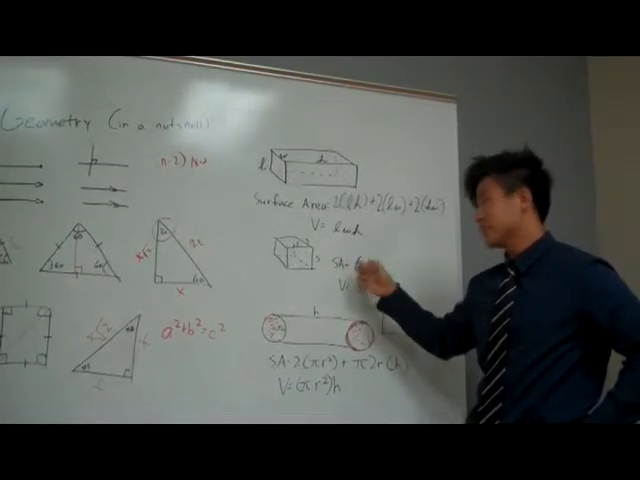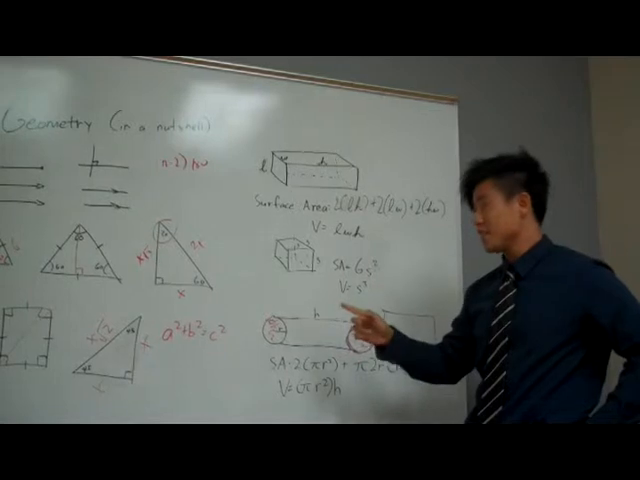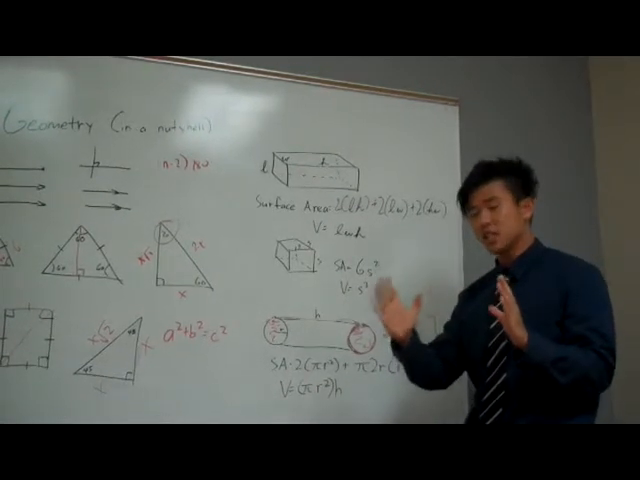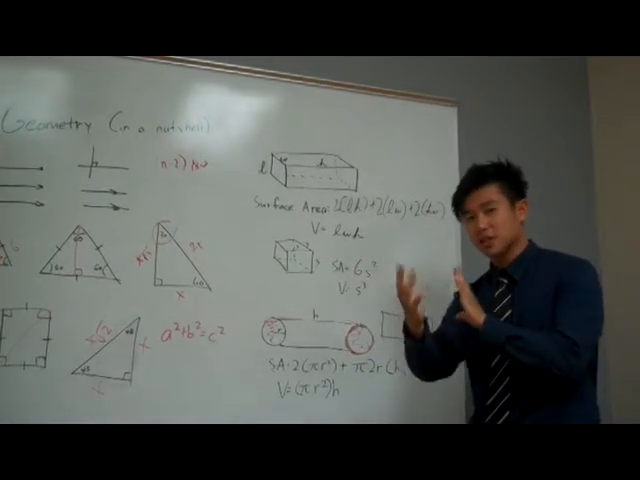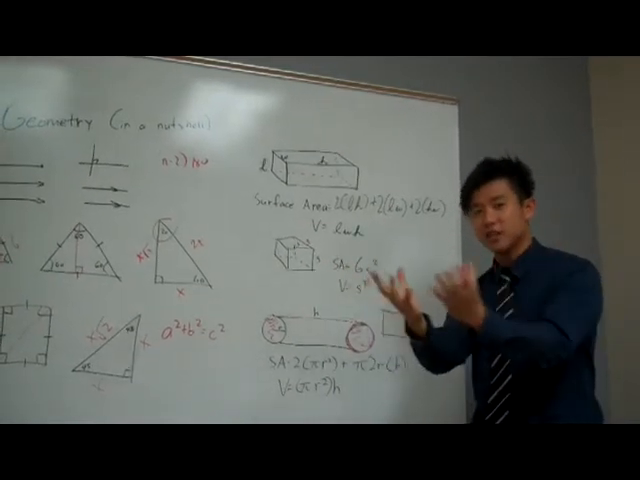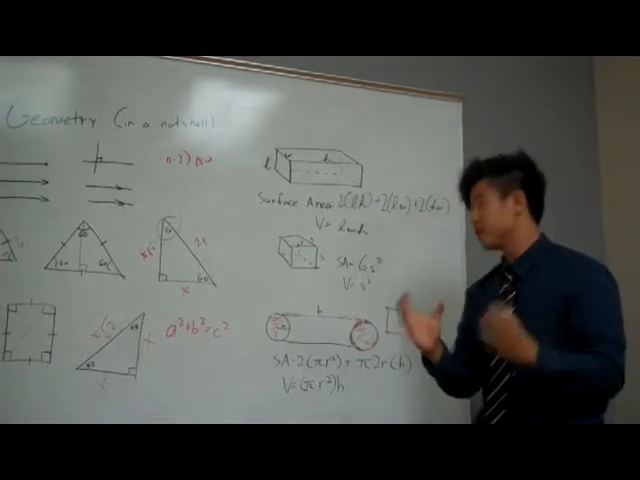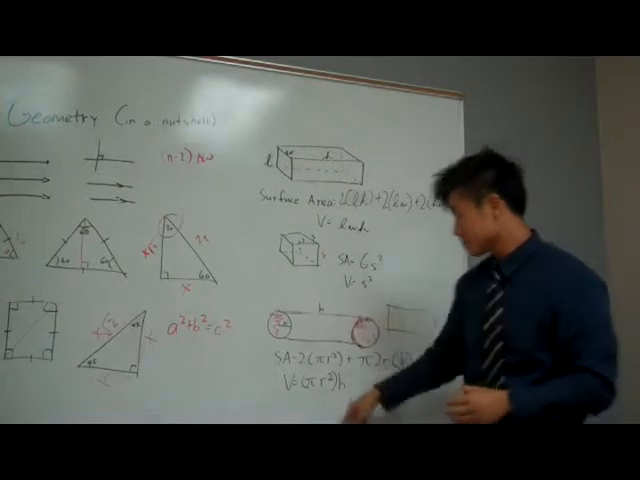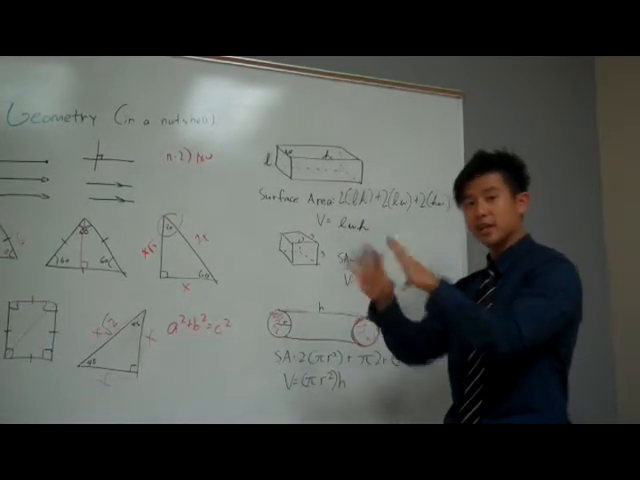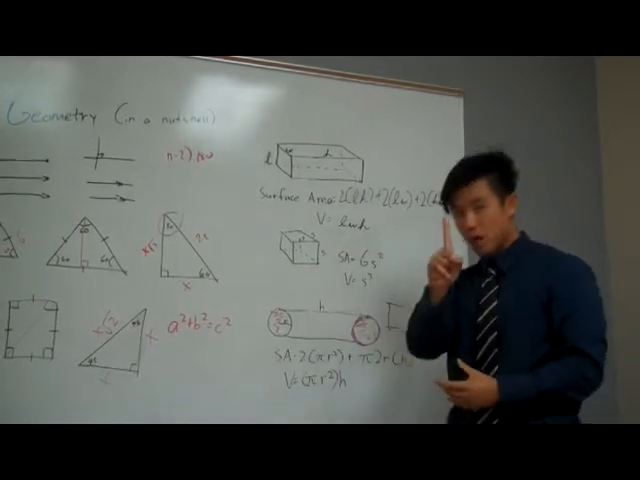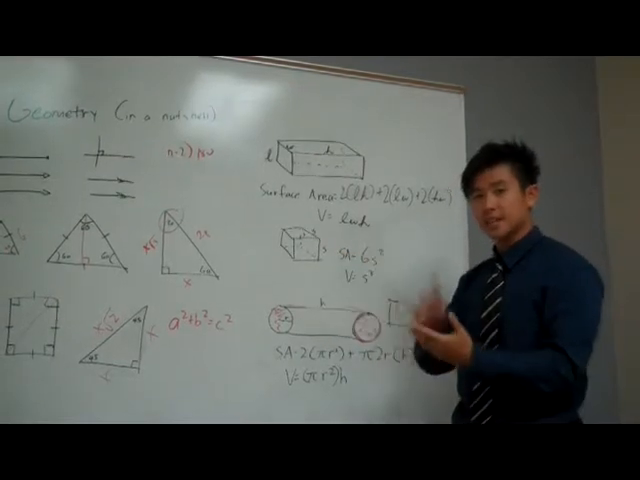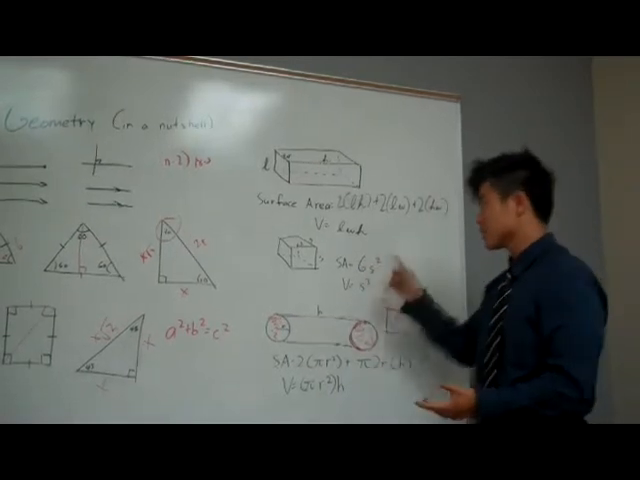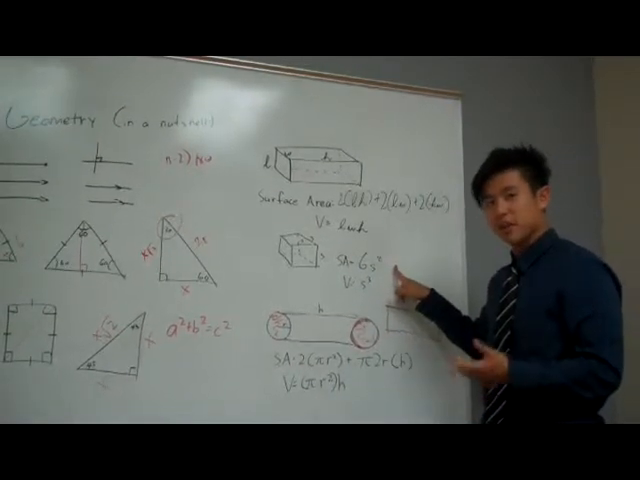Surface area is merely 6s squared, and that makes sense because there are 6 faces. And surface area is essentially the perimeter, the whole area of that 3D geometrical figure. So in a cube, you have 6 faces, and you want to find the area of the entire thing. So one face would be S times S, S squared, times 6, because you have 6 faces. Okay, that's surface area of a cube.